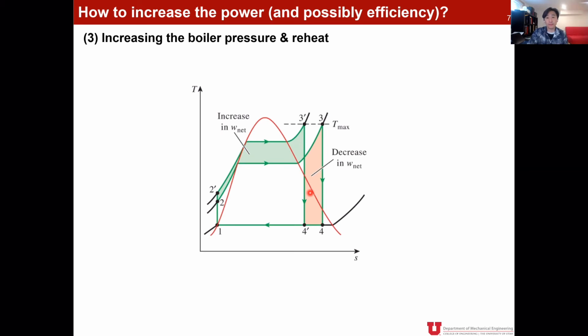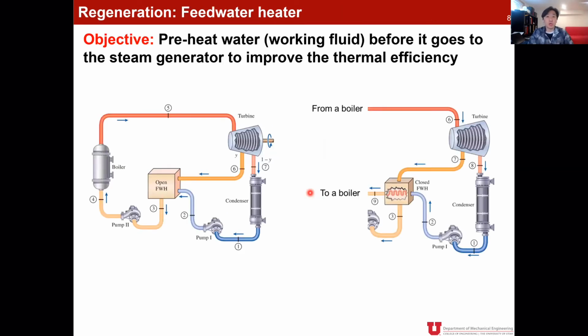generator? Okay. There are two ways to use the regeneration concept for the Rankine cycle, and we call that the feed water heater. The objective of using regeneration with the feed water heater is to again preheat the working fluid, water, before it goes to the steam generator, and consequently it will improve the thermal efficiency. There are two types of feed water heater. One is the open feed water heater, and the second one is the closed feed water heater.